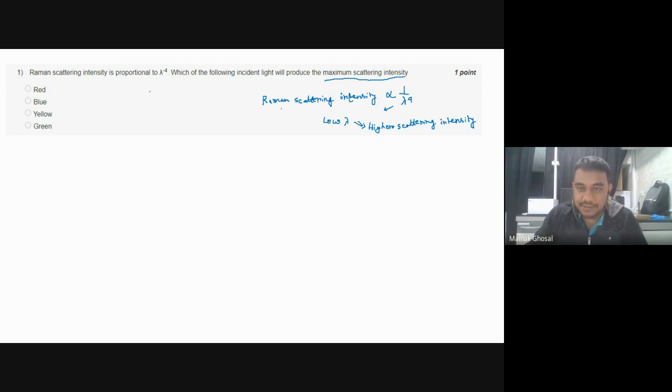As you can see from this relation, for this to be maximum, this lambda should be minimum, because it is inversely proportional. So to get this intensity maximum, your lambda should be minimum. So you have to find among these red, blue, yellow, or green which will have low lambda. This will be your answer. Can you guess which will have low lambda? Blue. Blue, exactly.